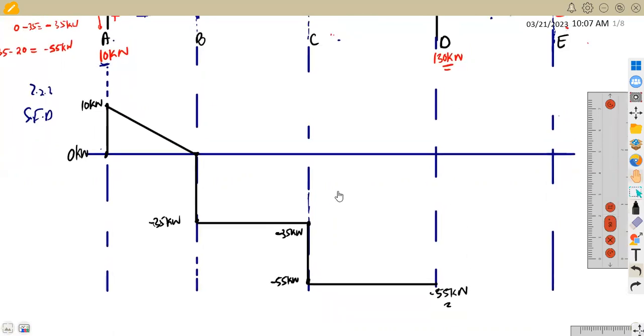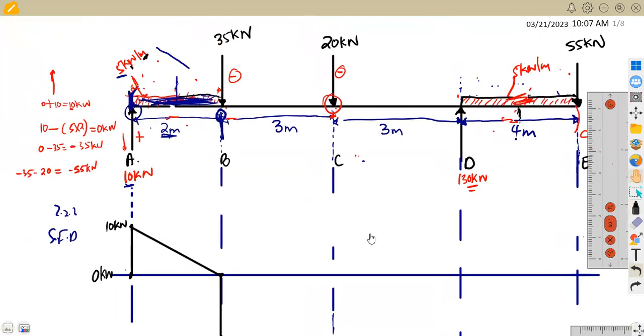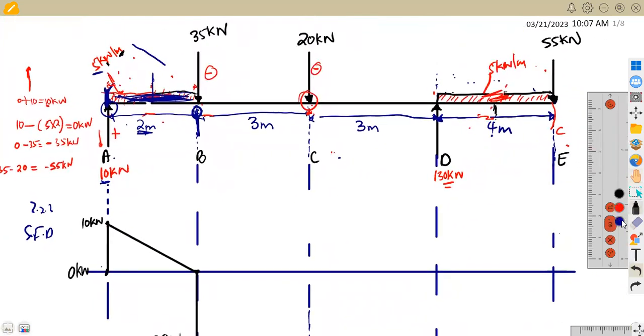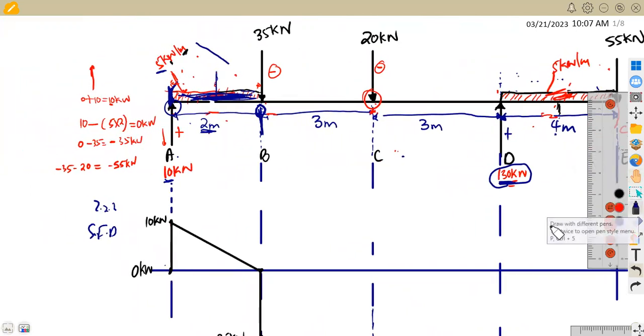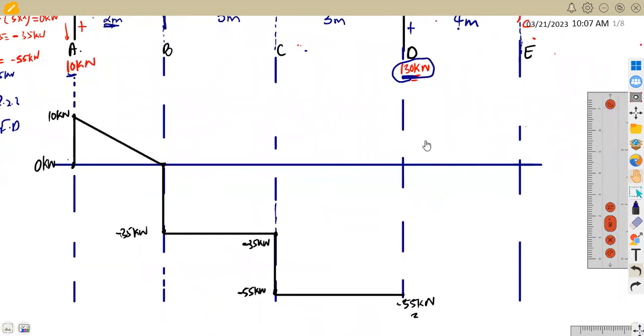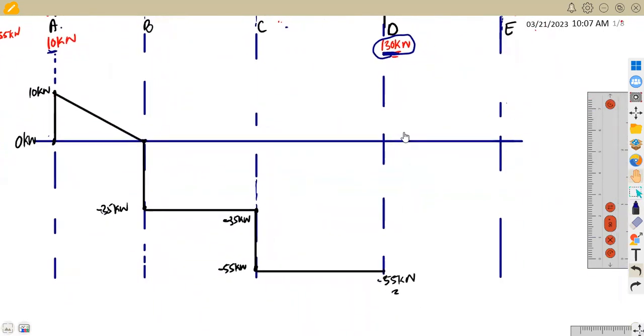But at D, there is something very, very important that we have there. We have got a support, D of 130 kilonewton at point D, which is going up. Remember, it's positive, so we're going to add 130 where we are at negative 55. At negative 55, if we add 130, this is going to give us 75 kilonewton. So we're going up straight to 75.